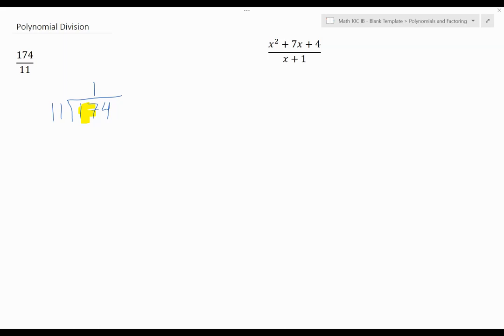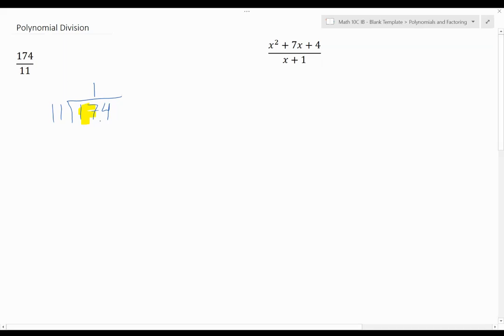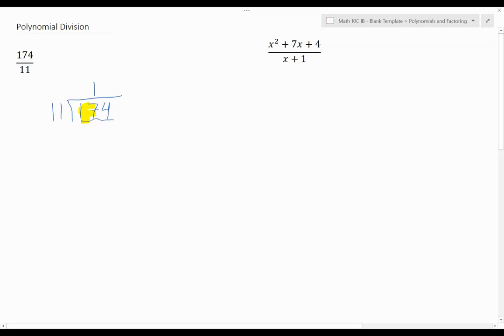So that's the first step: start at the left of your number and divide it by your divisor. The 11 here is the divisor. The 174 is the dividend. Just for vocabulary purposes, the answer will be the quotient, and I will have a remainder here. So 1 times 11 is 11. Remembering that this is actually 10 times 11, so it's 110. That's the multiplication stage.